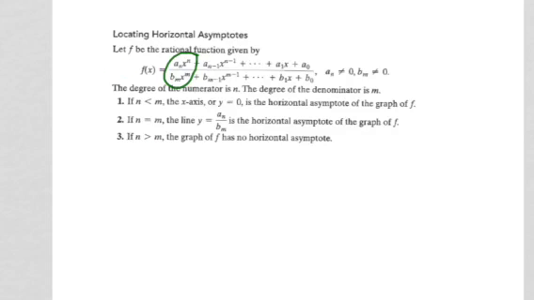All right, each one's kind of simple on its own. So first off, if n is less than m, what would that look like? That would look like one where the numerator exponent, like 4x squared, is smaller than the denominator exponent, like 3x to the fifth. That's what it means by n less than m. The numerator has a smaller degree than the denominator. If that happens, then we get y equals 0, or the x-axis, as our horizontal asymptote.